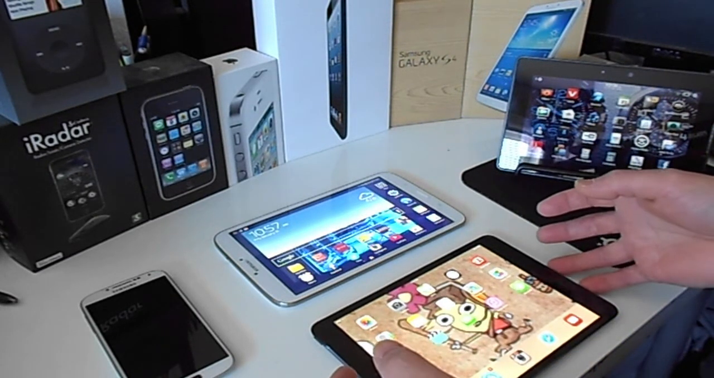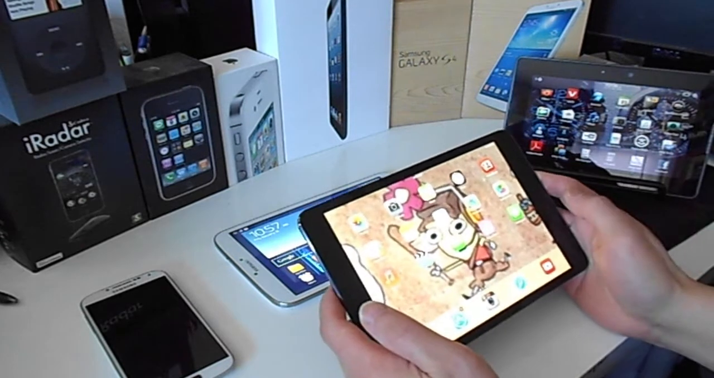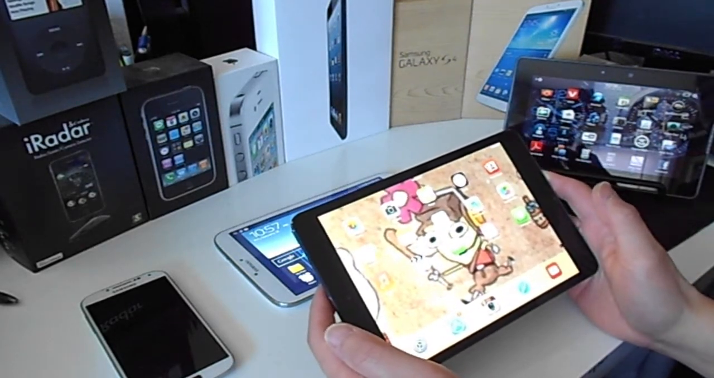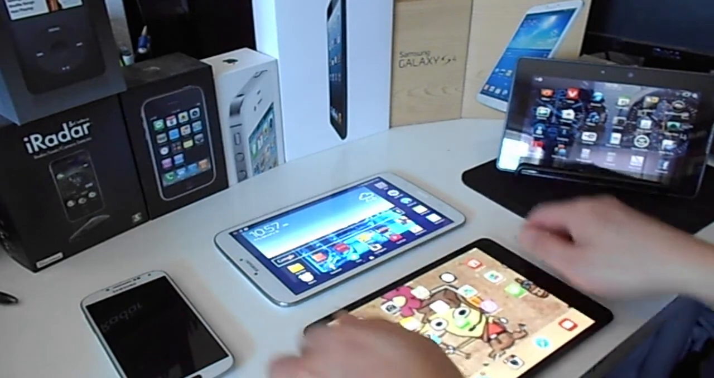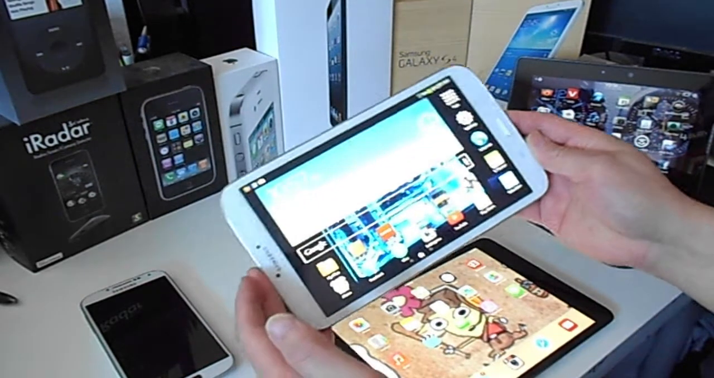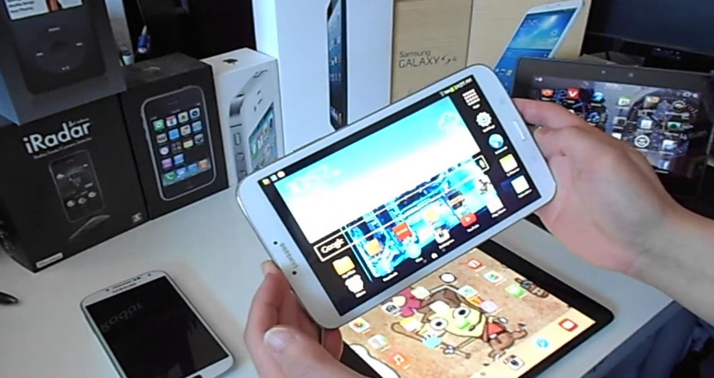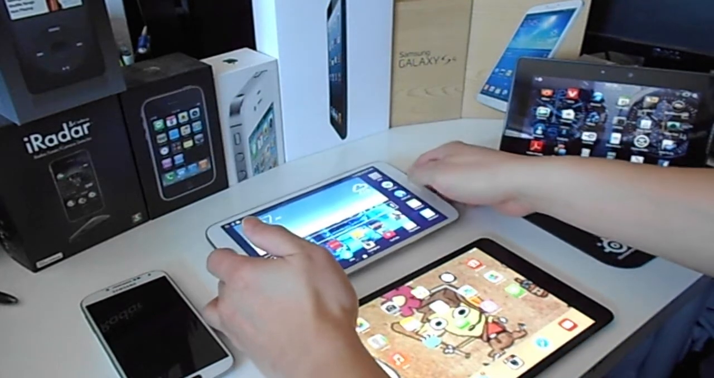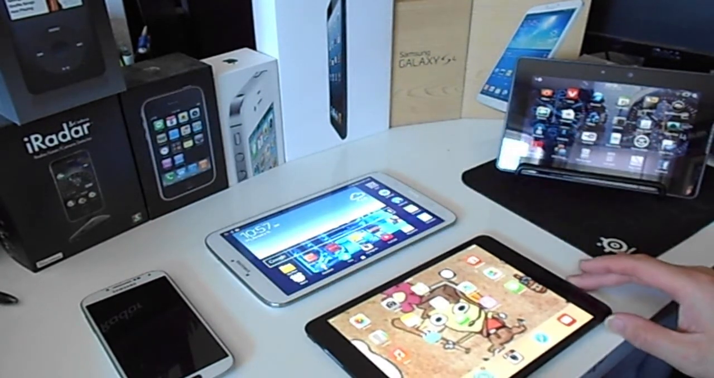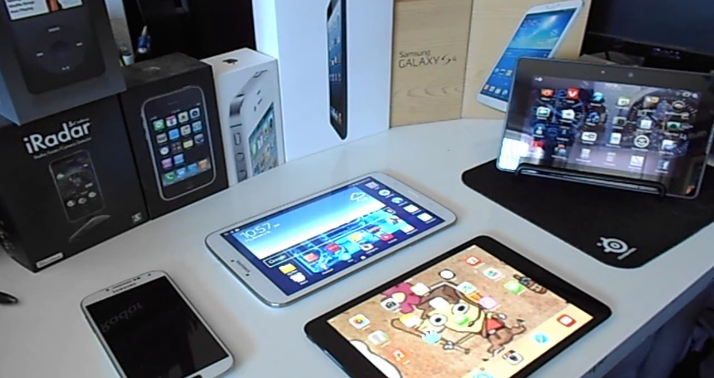This will be a comparison video for the iPad mini first generation and the Samsung Tab 3 8.0 inch tablets. They'll both be competing in the same market, basically the 8-inch tablet market.